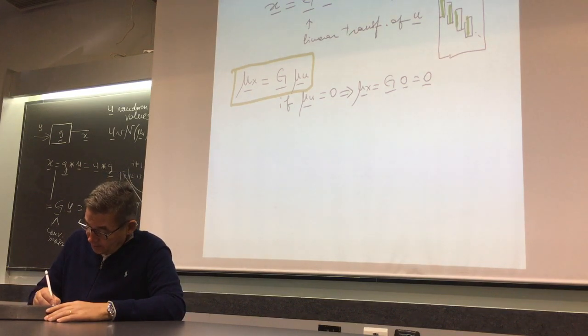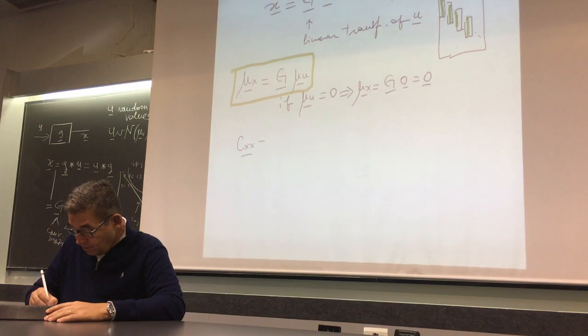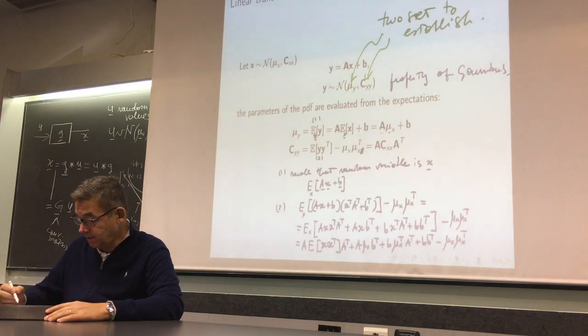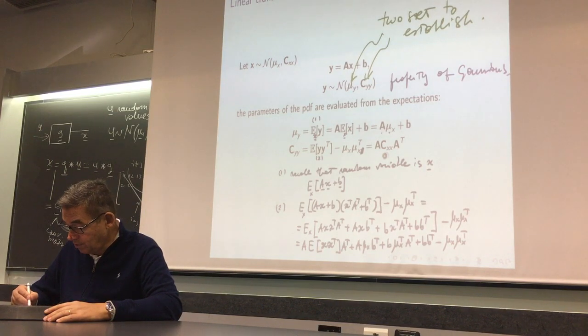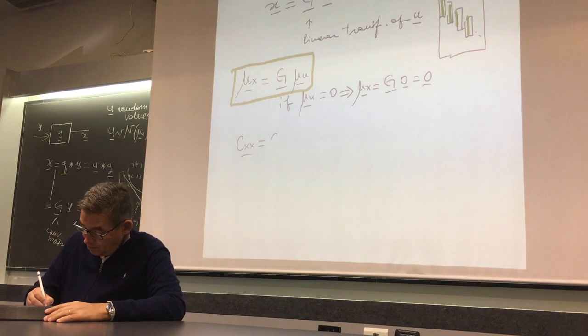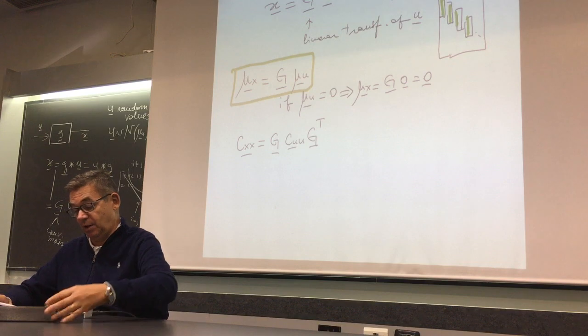Now, let's consider CXX, the covariance out. I go back to my formula, okay? My formula says the covariance out is the transformation, covariance in, transformation transpose. So I apply this formula now. The covariance out is the transformation, covariance CUU, transformation transpose, which is the filtering. Our transformation is the filtering.